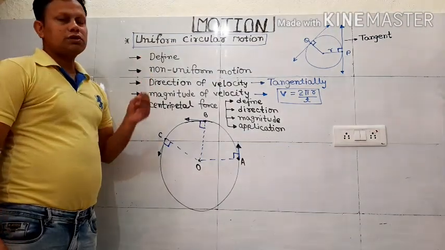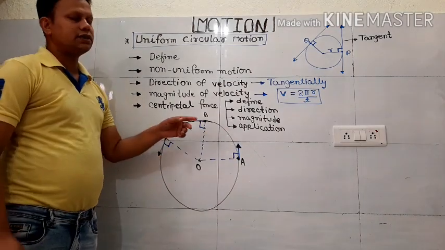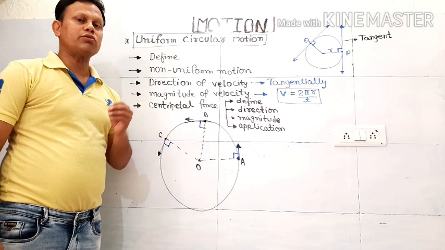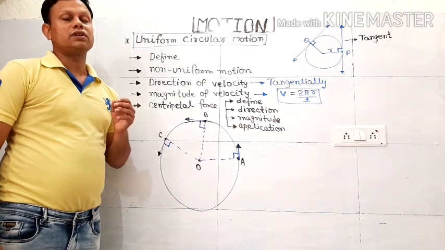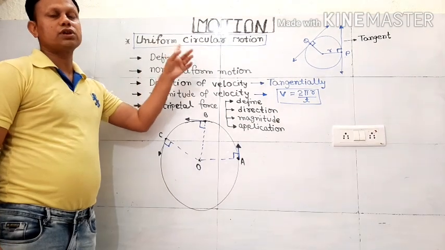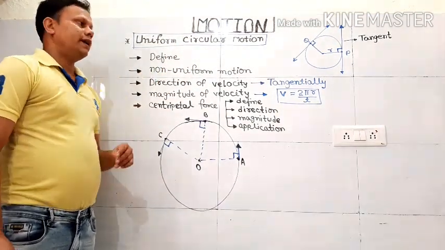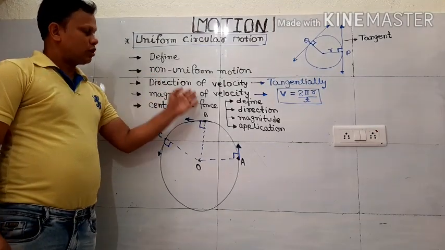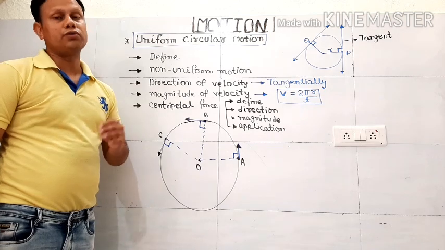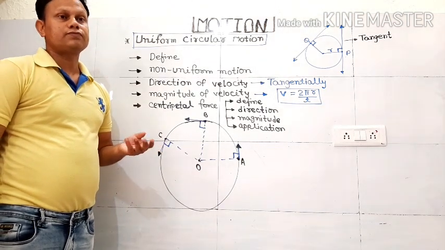Uniform circular motion, as I have already mentioned, is when a body moves on a circular path with constant speed, constant magnitude of velocity. In that situation the body is said to be in uniform circular motion. So that is the definition. Now, overall this whole motion is considered a non-uniform motion. Why is it non-uniform motion?